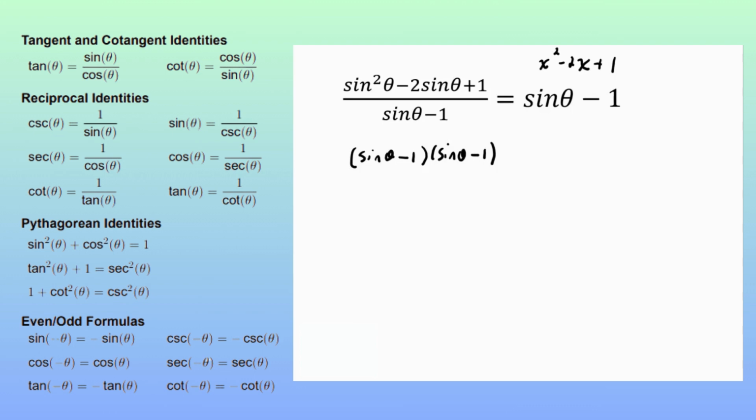All right, well, that works out nice because the denominator is sine theta minus 1. And then we have the same grouping up here, so that divides out. So we have sine theta minus 1 is equal to the right side, sine theta minus 1. And we're done.